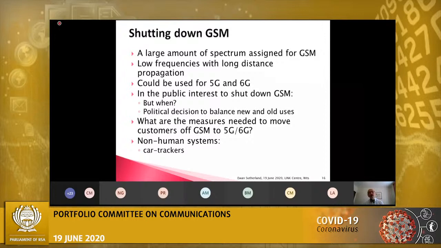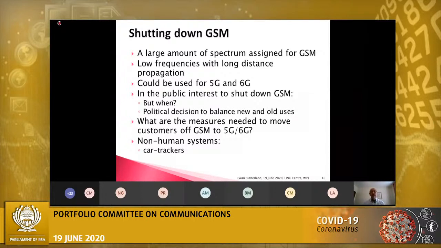Another question is, do you shut down GSM? Now, there are some fancy engineering solutions around which say, no, you don't. You have very, very clever base stations which recognize that this is someone using an old-fashioned technology. We can still cope with that. But there's a lot of spectrum in GSM. It's low frequency, it's great for long distances, it's wonderful for rural areas. You could also use it for 5G and 6G. So is it in the public interest to shut down GSM? If it is, when?